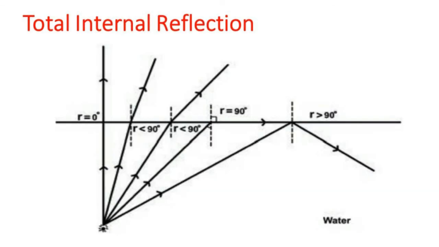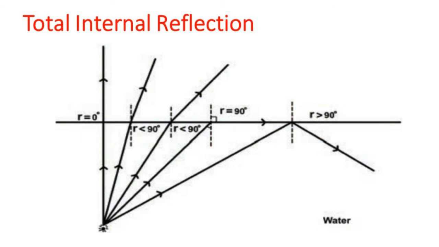Total internal reflection. When light travels from denser medium into rarer medium, it gets refracted away from the normal. While the angle of incidence in the denser medium increases, the angle of refraction also increases and it reaches a maximum value of r is equal to 90 degree for a particular value. This angle of incidence is called critical angle. The angle of incidence at which the angle of refraction is 90 degree is called critical angle.